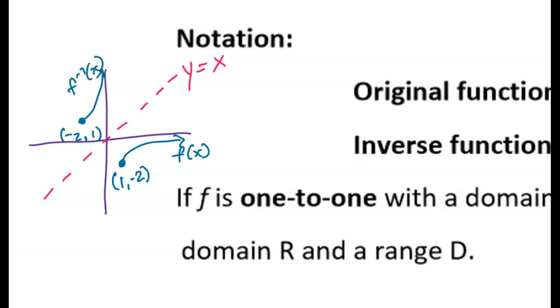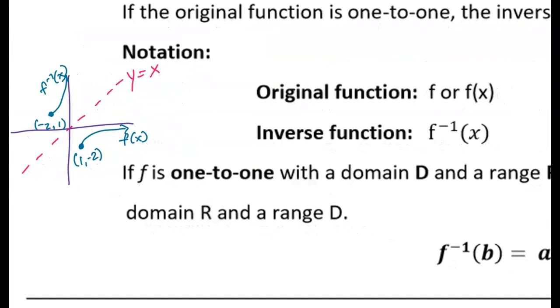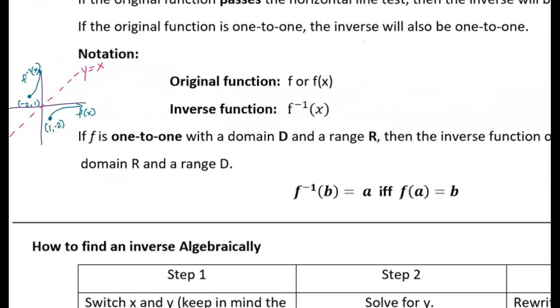You think of it as a reflection over the line y equals x, like you're folding your paper over the line y equals x. And we always denote inverses with that exponent of -1 on the function. So that's f -1 of x, f inverse. Okay, so that's just some little things about inverses.